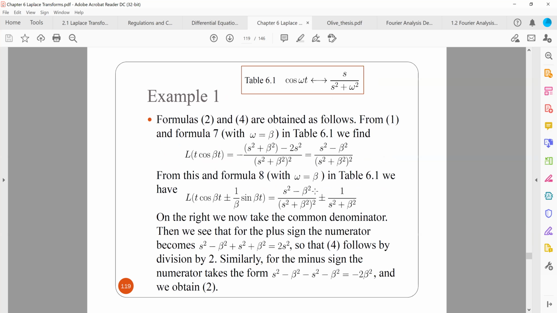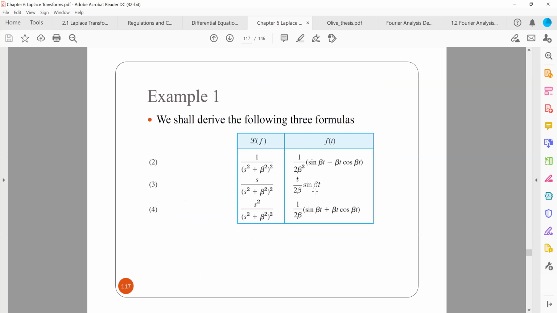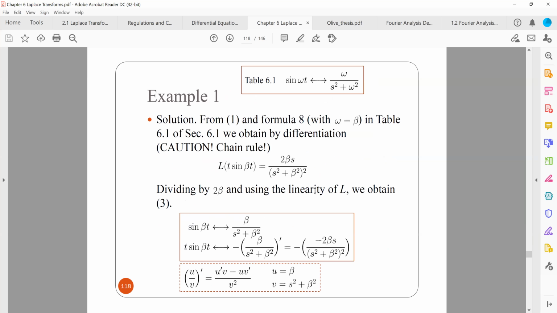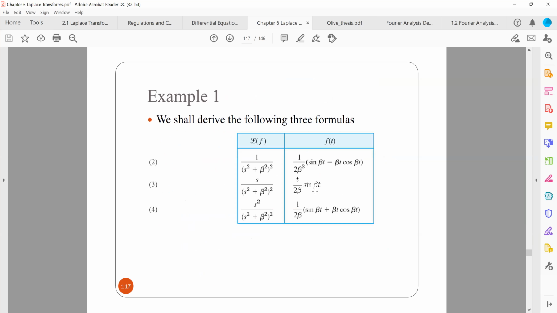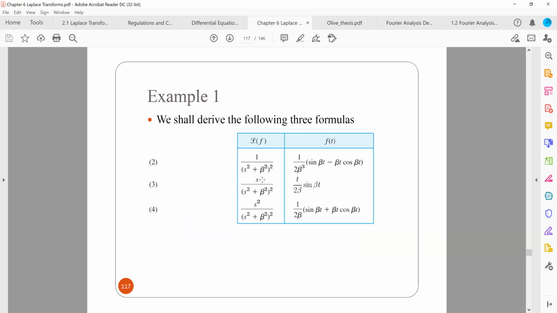Once we have this, to get to our formula 3, we just need to divide by 2 beta. If you divide this by 2 beta, you'll end up with s over s squared... I hope that is clear. You'll end up with the required formula, what we needed to prove for formula 3.